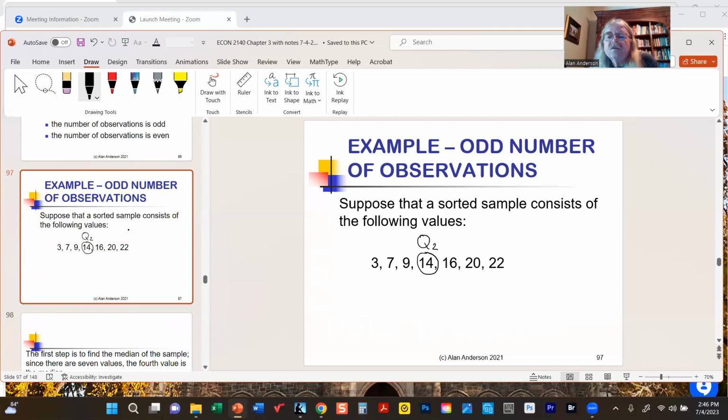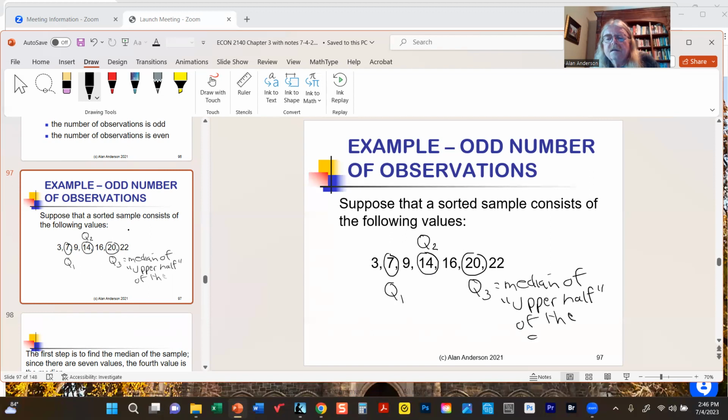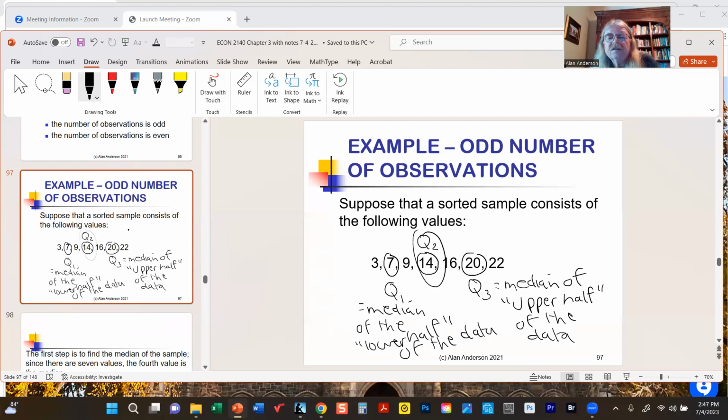Well, this is a very simple case because the first quartile is the median of this lower group, and the third quartile is simply the median of this upper group. I'll just call it the upper half of the data, whereas Q1 is the median of the lower half of the data. And Q2 itself is simply the median of the entire data set. Well, that was easy.